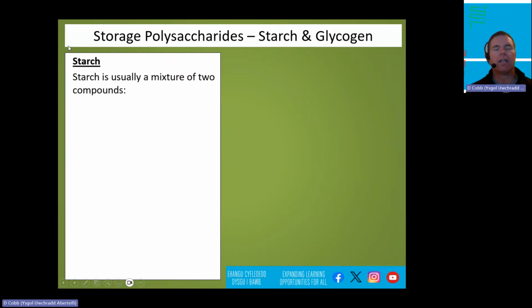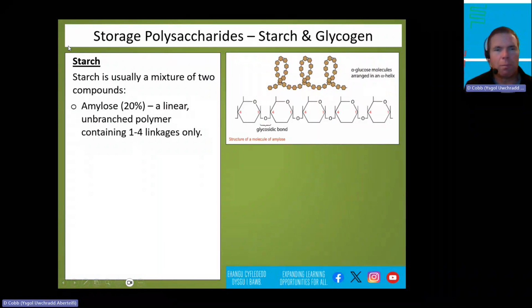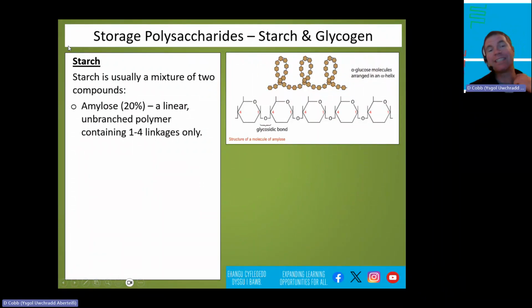Starch is odd in that it is rare we come across this in biology: starch is a mixture of 2 compounds. The first compound is amylose. Amylose, which makes up 20% of starch, is just alpha glucose molecules joined over and over again in a linear fashion, in a line. It has no branches coming off it, and all you've got is glycosidic bonds joined over and over again.